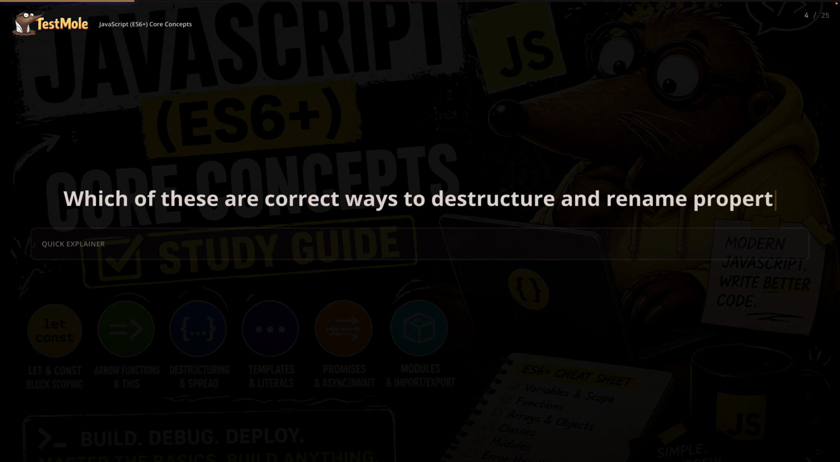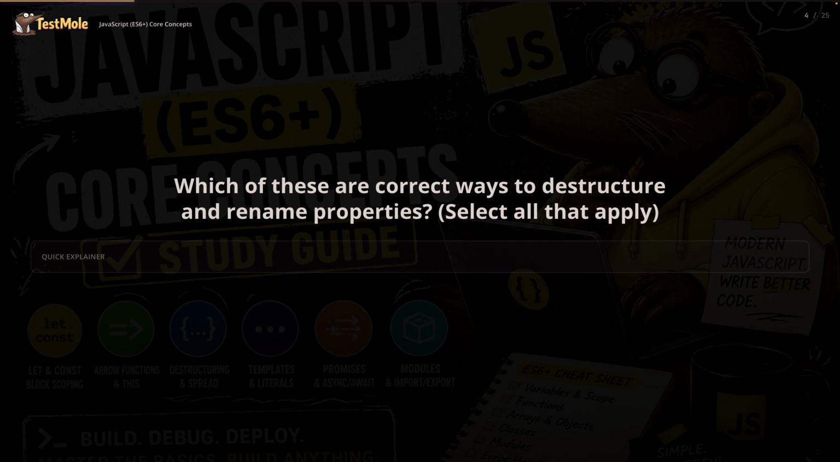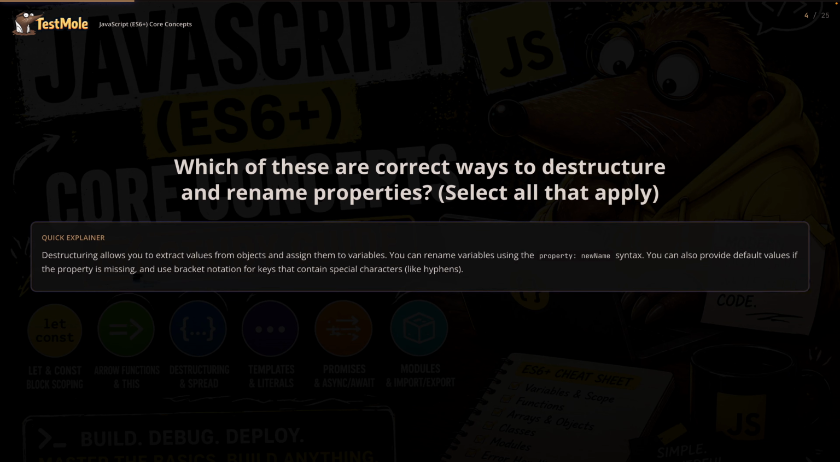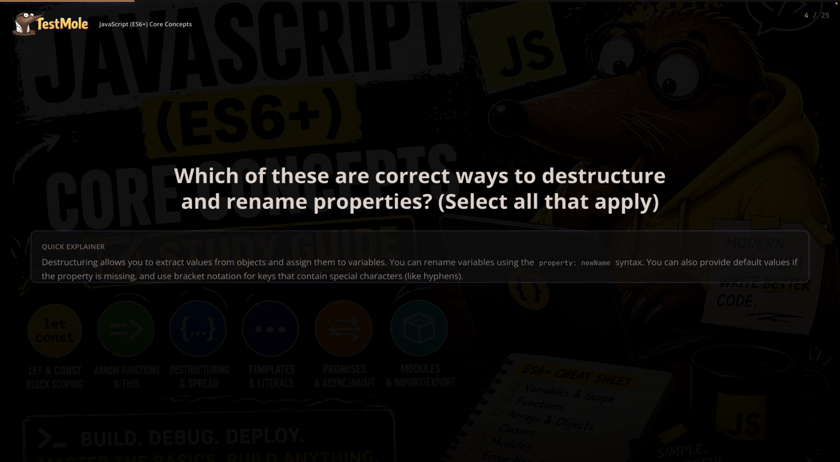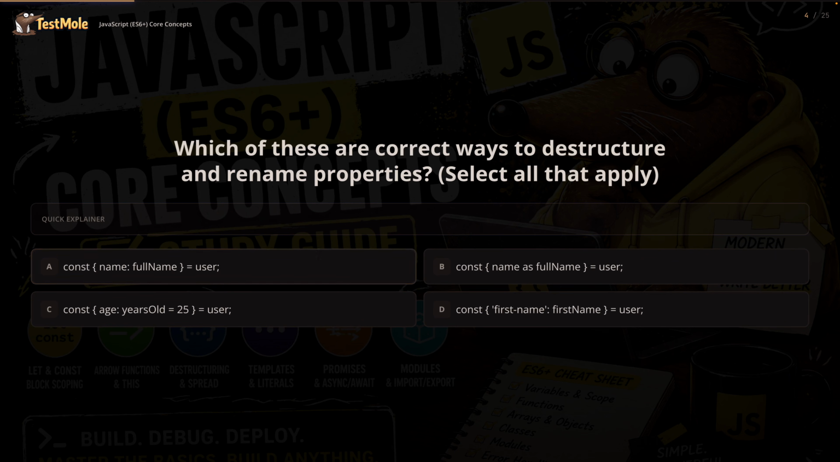Which of these are correct ways to destructure and rename properties? Select all that apply. Destructuring allows you to extract values from objects and assign them to variables. You can rename variables using the property: new name syntax. You can also provide default values if the property is missing, and use bracket notation for keys that contain special characters, like hyphens. Let's review the options.